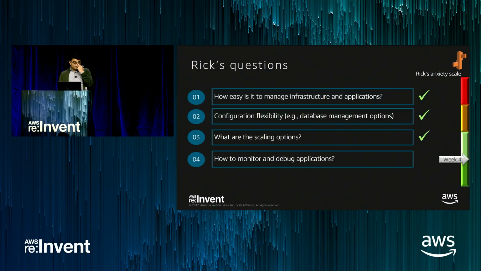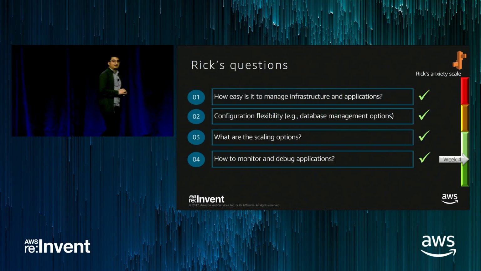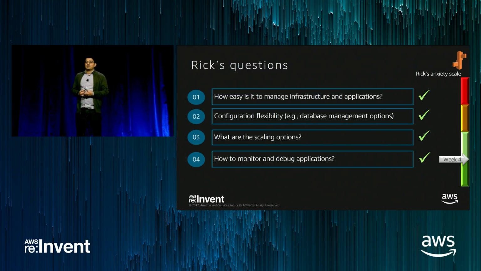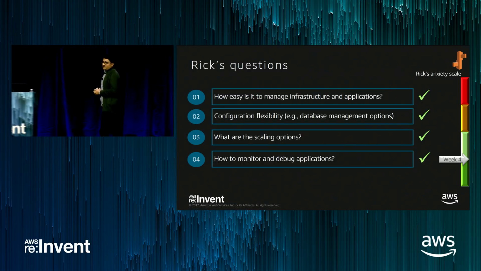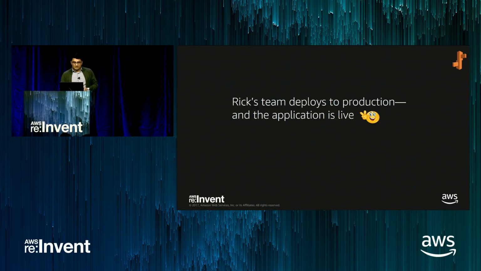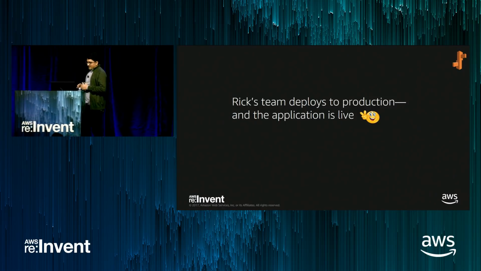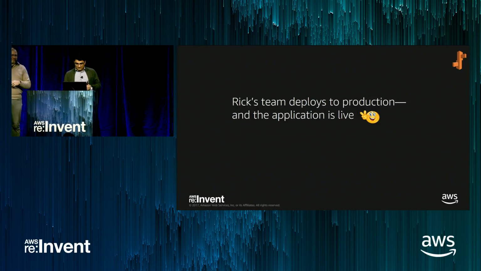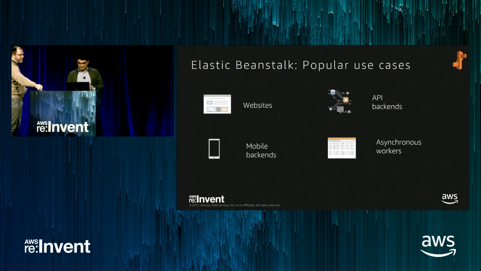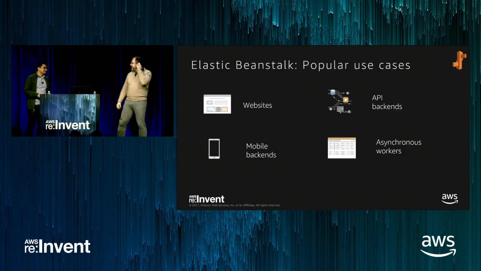Okay, so I think as of now, Rick is pretty confident that he can set up the application and deploy it to production. His anxiety scale is in green now. So Rick deploys his application and his application is live. And that's it. Yeah, so Rick is happier now. That's good. That's a good story.